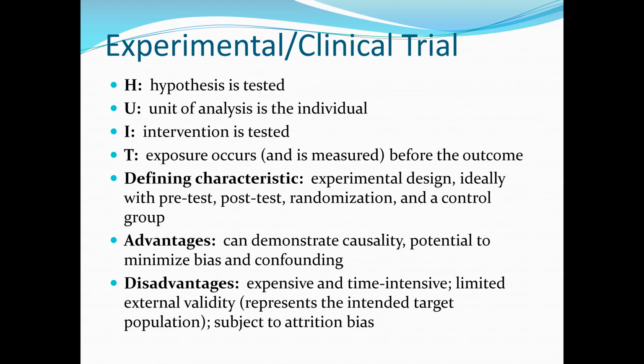So the advantage is, again, it can demonstrate causality, with potential to minimize bias and confounding. And then, same as community trial, the disadvantage is that it's very expensive. And since this is based on timing, it's time intensive. Also limited external validity, which represents the intended target population. And sometimes it's subject to attrition bias. Again, since this is an experiment, it's more or less like a cohort, we may lose some of the subjects.